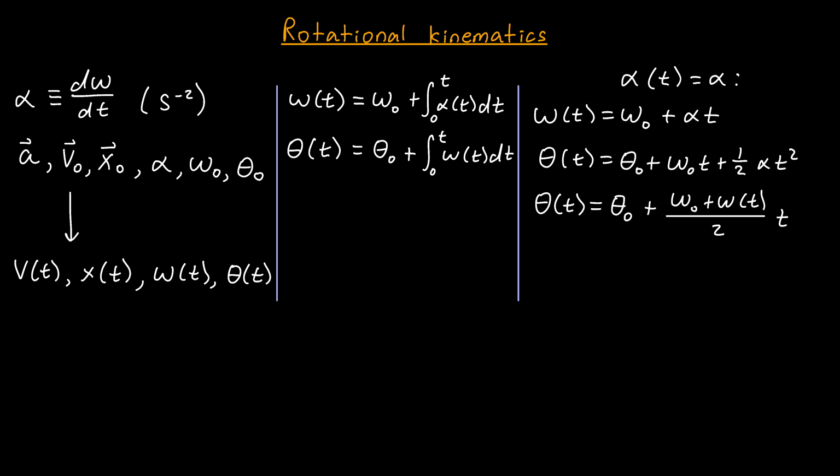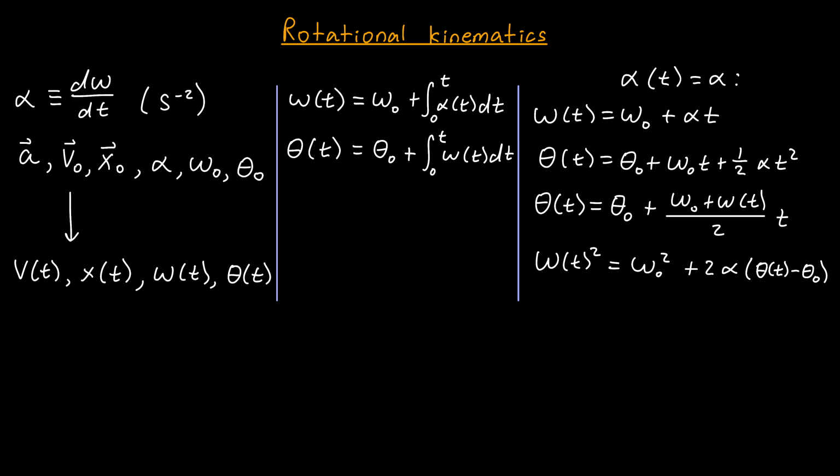And the last one, as we had before, was omega of t squared is equal to omega naught squared plus 2 alpha times theta of t minus theta naught. And the derivations of all of these equations are exactly analogous to linear kinematics. So if you've forgotten where these equations come from, you can just go ahead and rewatch episode 3.